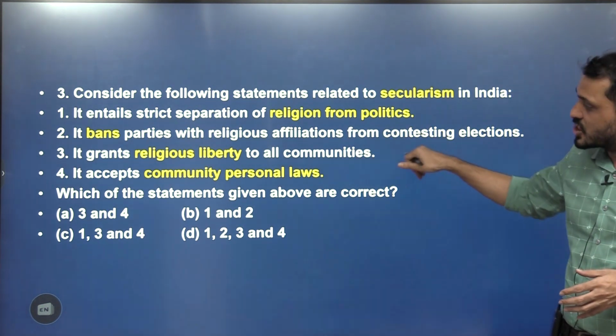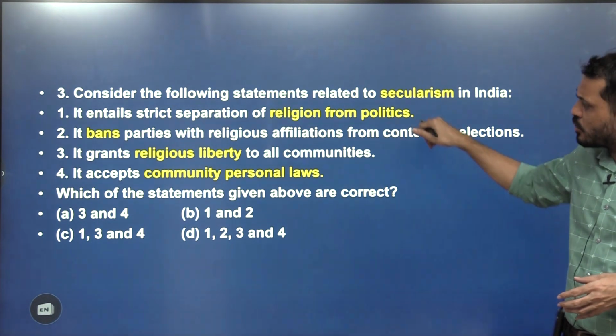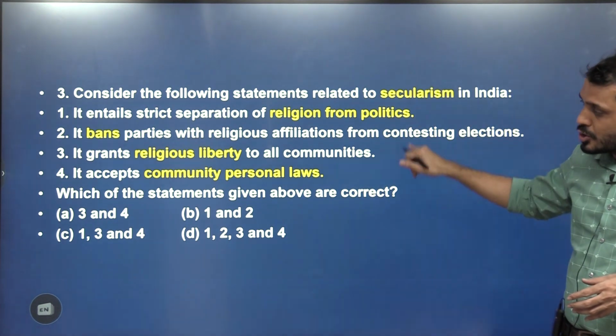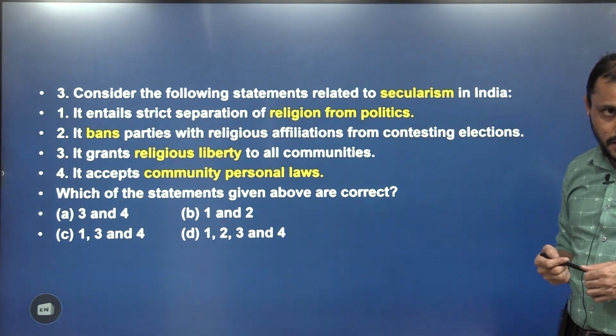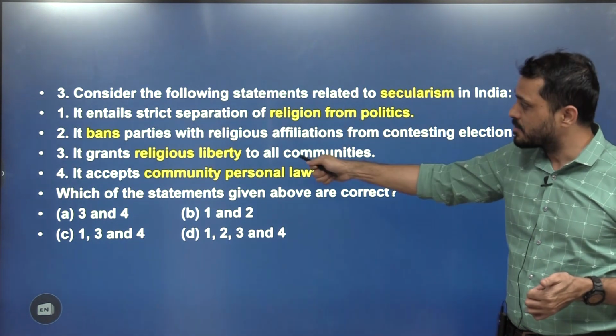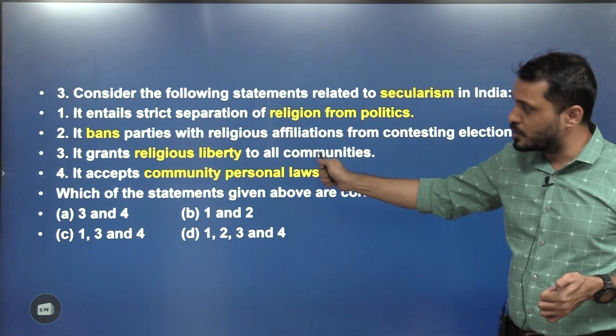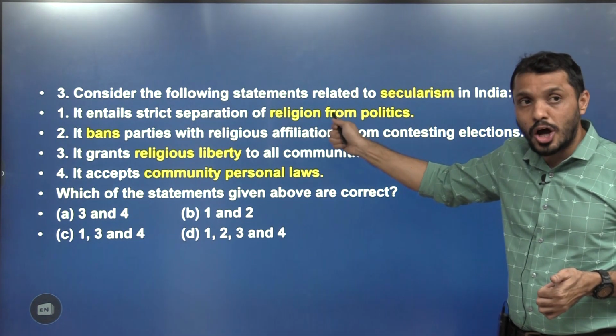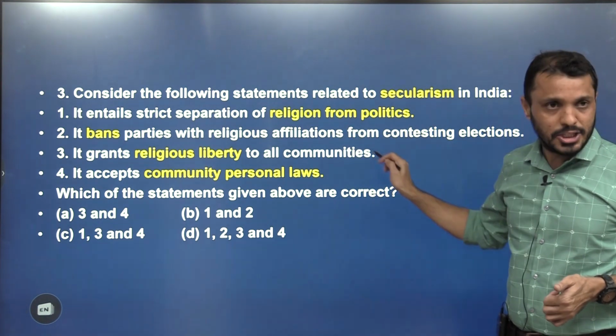So here, it is a conditional statement. Unless you are very good with the secularism concept in India, you cannot answer these kinds of questions. So what is the right answer? Number 1, religion must be separated from politics. Right. The third one must be right, and the fourth one must be right. Second one, why is it wrong? Because it depends on the condition.